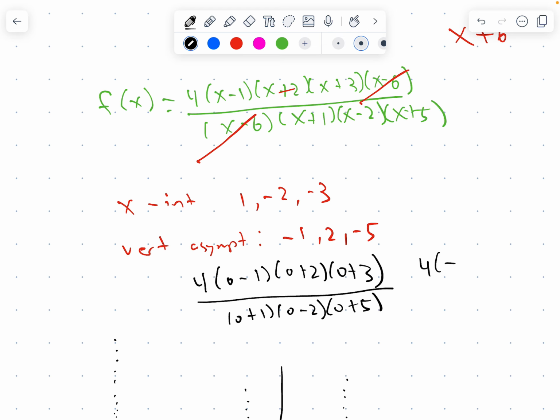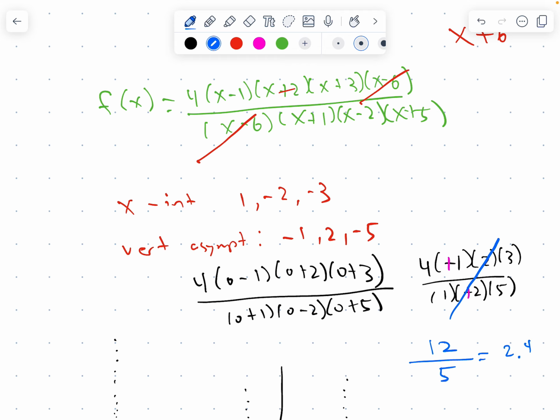Okay, so we got 4, -1, 2, 3 on top. On the bottom, we have 1, -2, and 5. And that's going to be, let's see, we can cancel this negative and this negative. And now that there's a 2 in it, we can cancel those out. So on the top, we have 12, and on the bottom, we have 5. So your y-intercept is going to be 2.4.